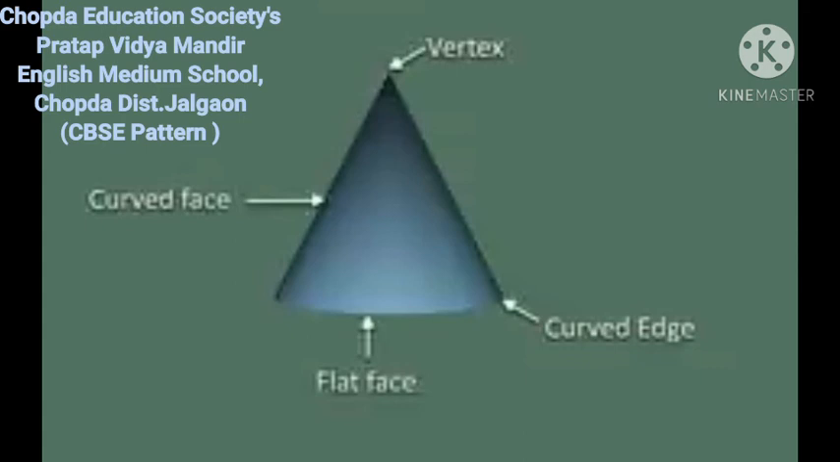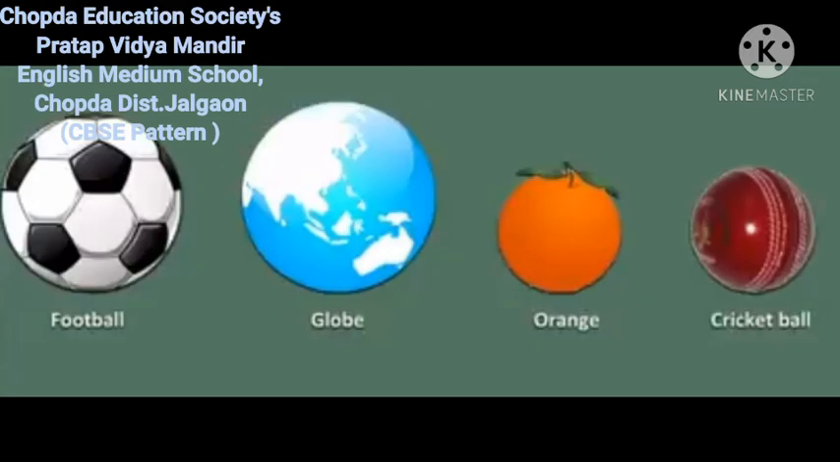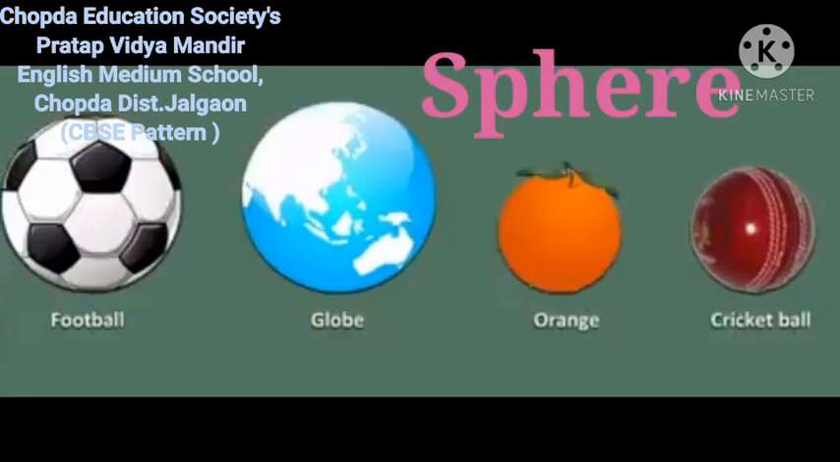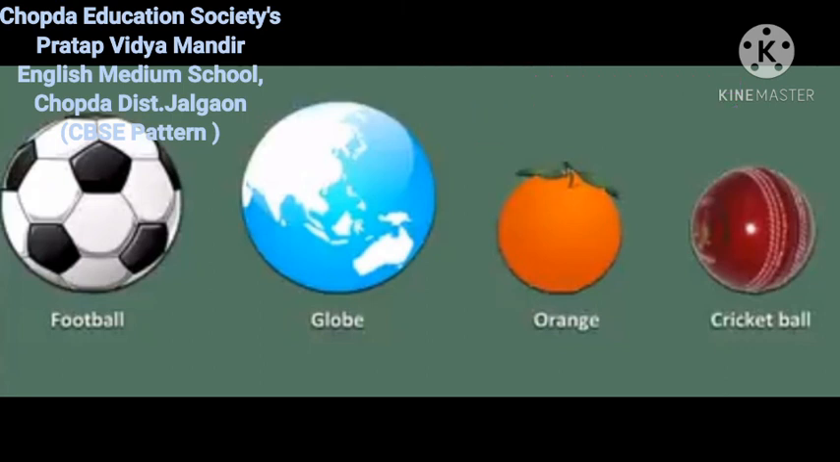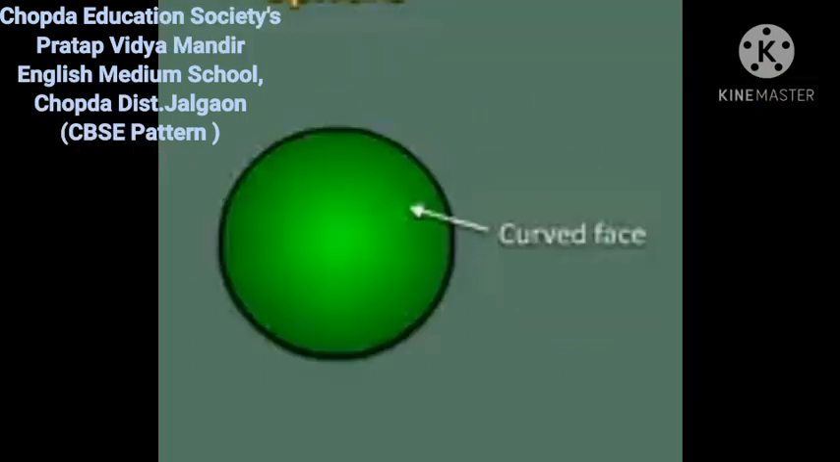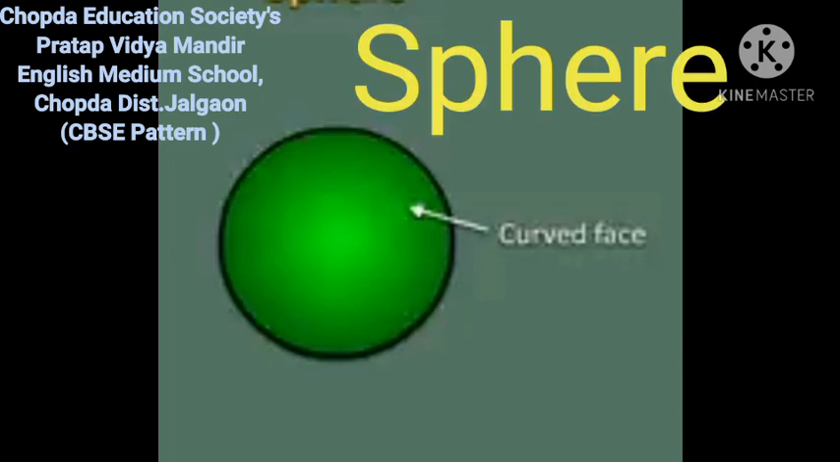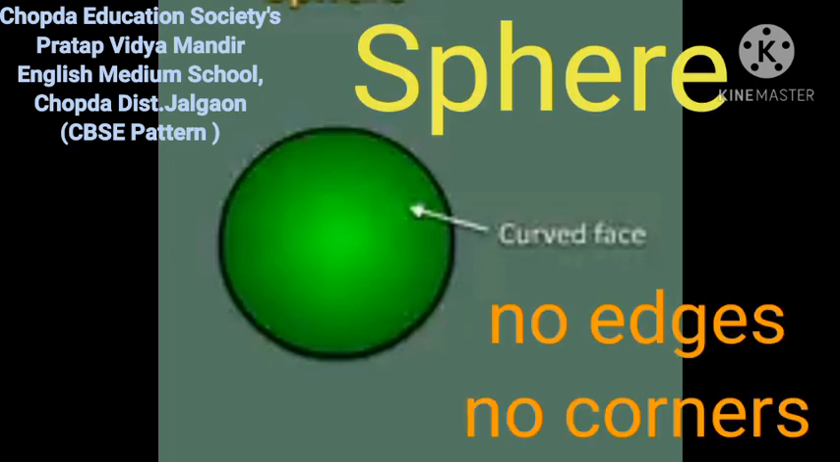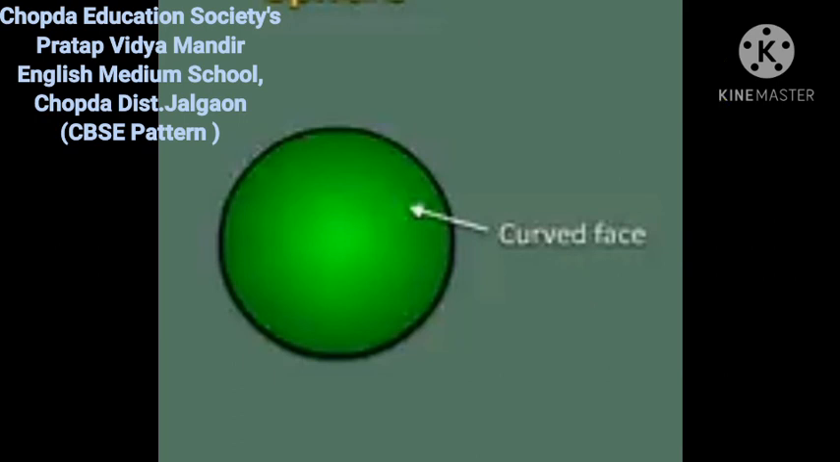Now the next solid shape is sphere. All of you look at these examples. These are examples of sphere. A sphere looks like a ball and it is called a sphere. A sphere has no edges and no corners. You always remember this thing: the sphere has no edges and no corners.